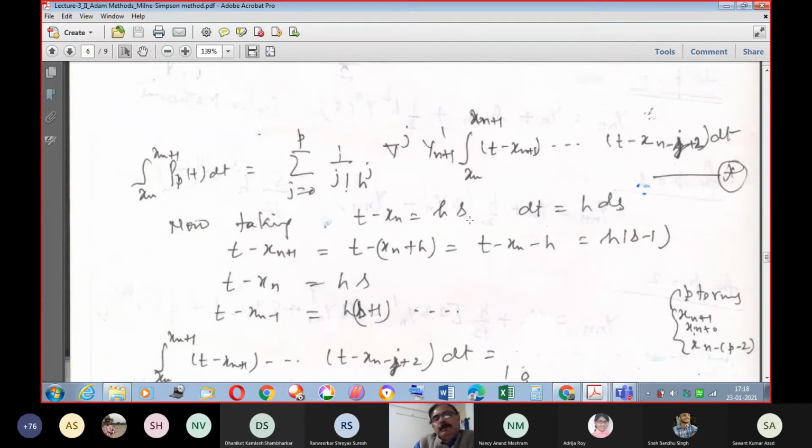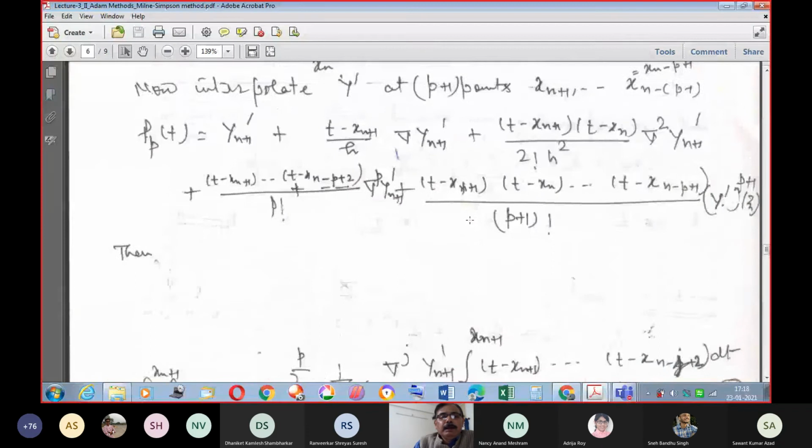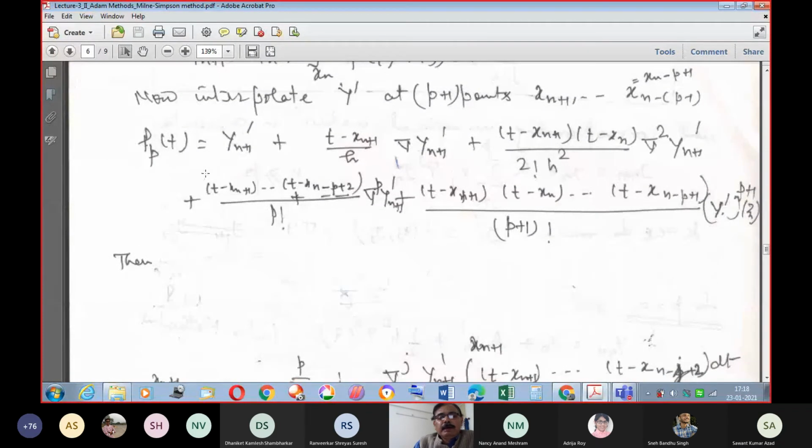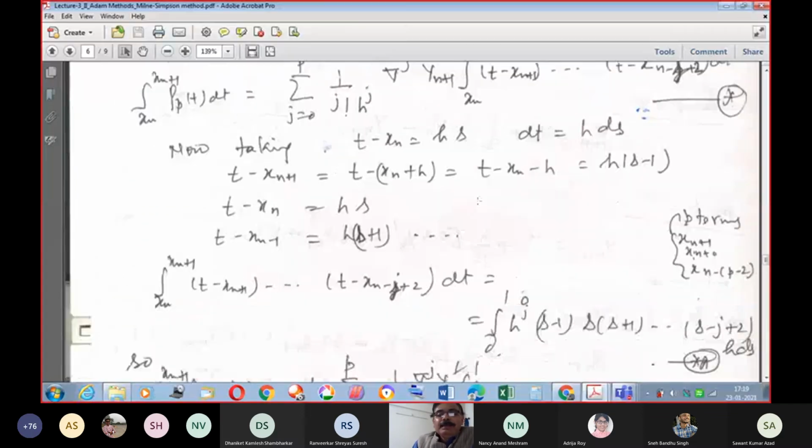the first term will be the integral from xn to xn plus 1 of yn prime, and then dt is there, that will be changed: sorry, dt is h into ds, and then like that.